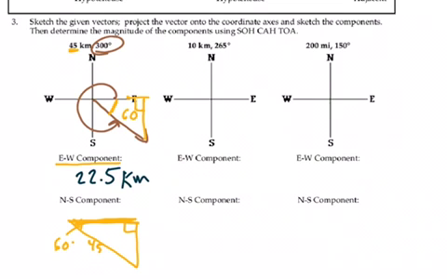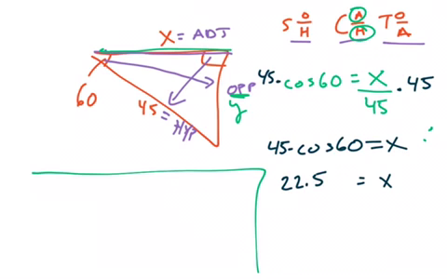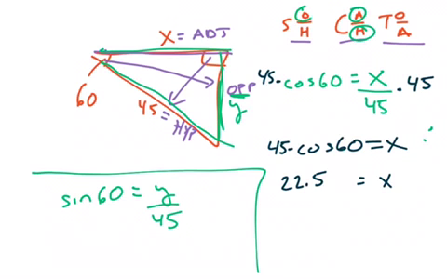Okay? Now, the same logic applies to the opposite. So let me just do it again. If I'm looking for this, I'll call it y. If I'm looking for the opposite for north-south, I can say sine 60 equals y over 45. Now the question is why do I use sine 60 as opposed to cosine? Because I'm giving opposite and hypotenuse now. So then we do the same thing, we multiply by 45.